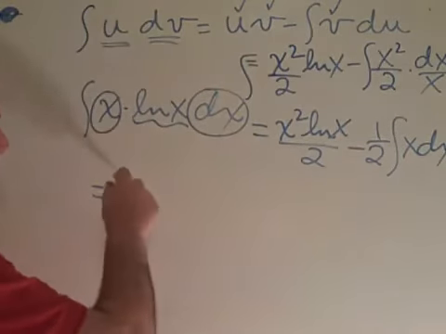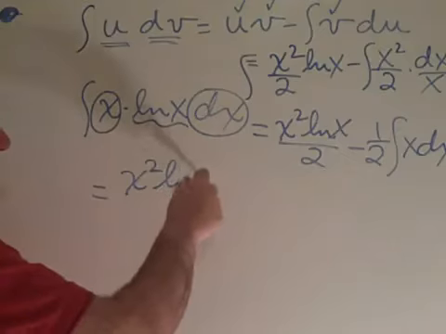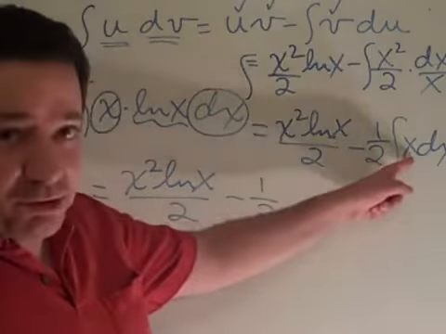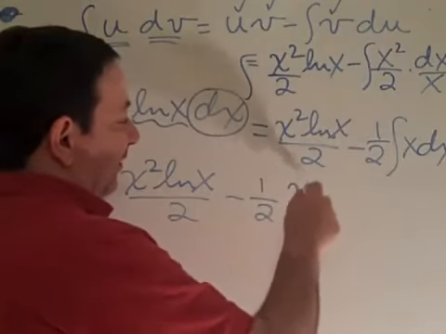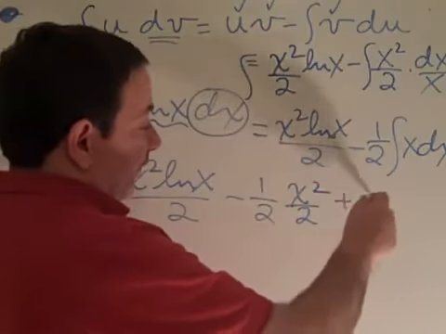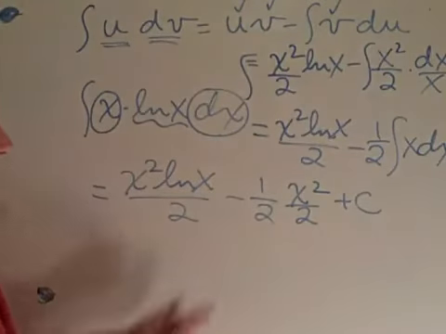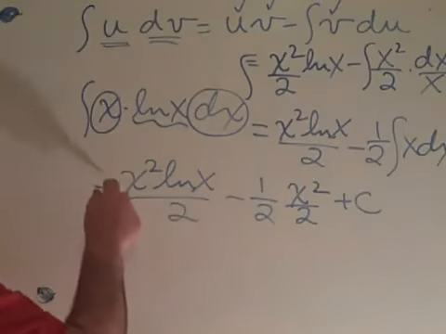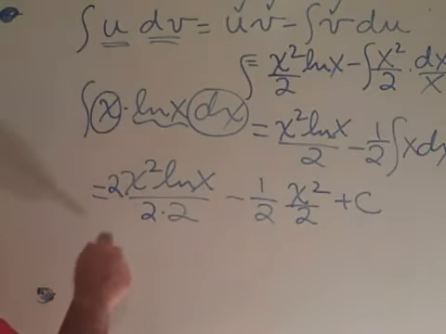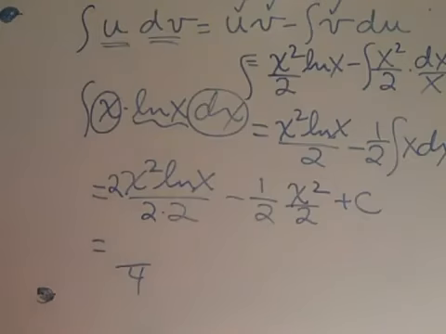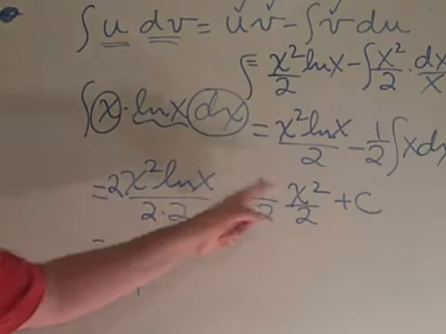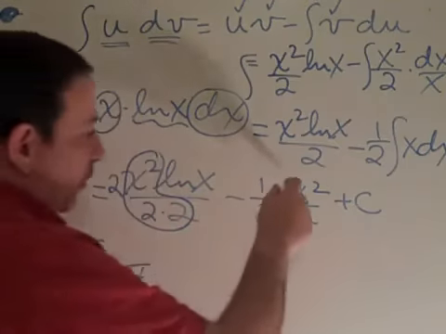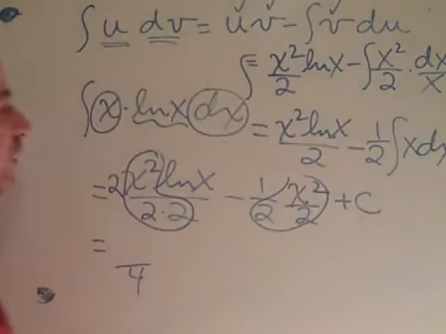So this is equal to x squared ln of x over 2 minus 1/2 the integral of x dx, which is x squared over 2 plus c. Now, this denominator in this term is 4. This is 2. If I double the top and double the bottom, I can factor out a quarter. I also have x squared. So I'm going to factor out x squared over 4.